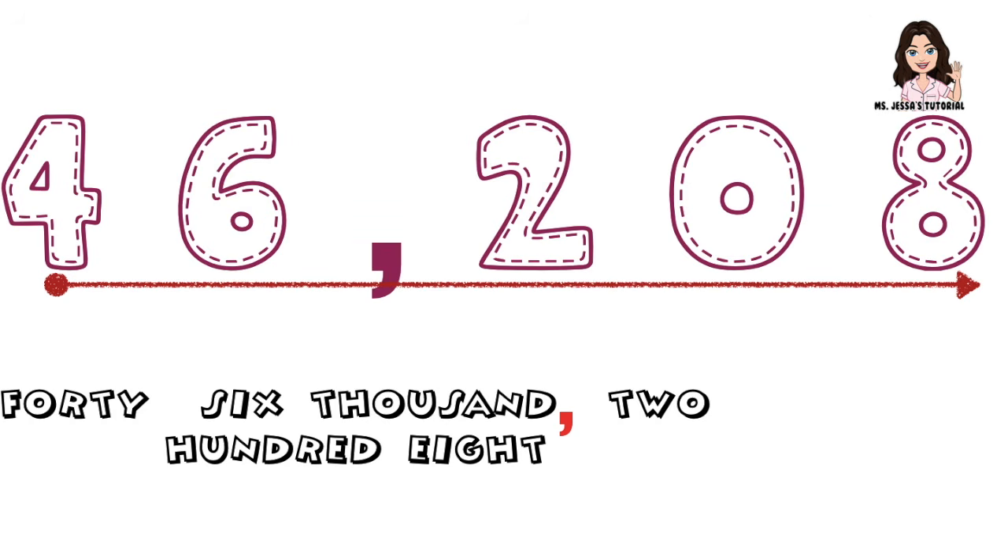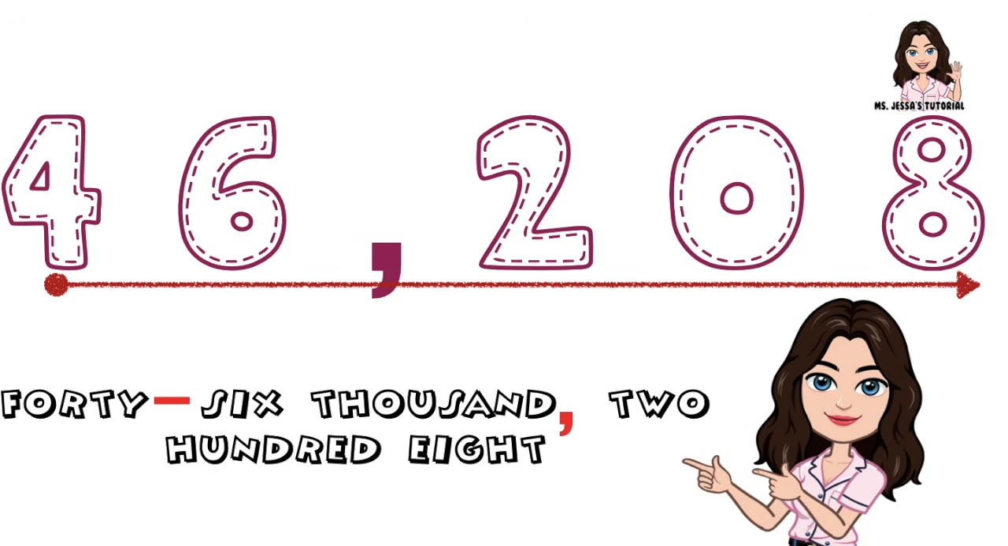Again, where are you going to write the comma? After the word thousand. That's correct. How about the hyphen? 46. So we have 46 as two words. So we will write hyphen between them. How about the ones period? We have 8. And 8 is only one word, so we don't need to use hyphen. So that is the correct way of writing 46,208. Children, please read the number louder. 46,208.